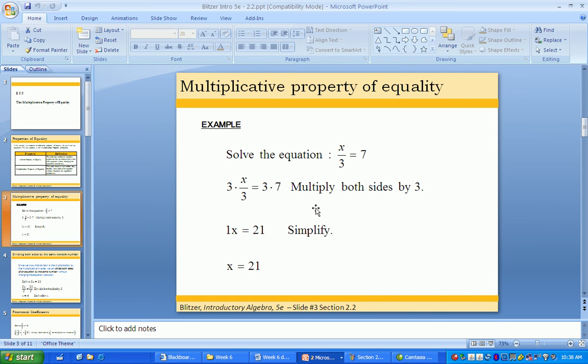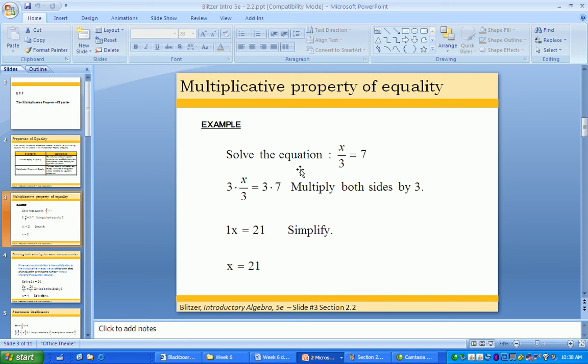Many times we're going to have our variable in a fraction like this. It's 1/3 x is equal to 7, and we're going to be asked to solve for our variable. Well, this looks really tricky. It looks a lot different than anything we're used to. But remember, in this situation, x over 3 just means 1/3 x. So 1/3 is a coefficient. We've got to find a way to get rid of that 1/3.